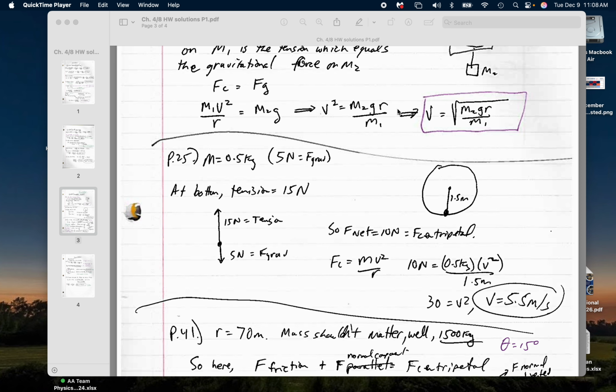Number 25. It said a 500-gram ball swings in a vertical circle at the end of a 1.5 meter string. When the ball is at the bottom, the tension is 15 newtons. The key in this case is recognizing 15 newtons is not the centripetal force. 15 newtons is the tension pulling up, but gravity is pulling down. So the centripetal force, which is what you need to maintain that circular path, is 10 newtons. And that's equal to 0.5, which is the mass, times V squared over R.